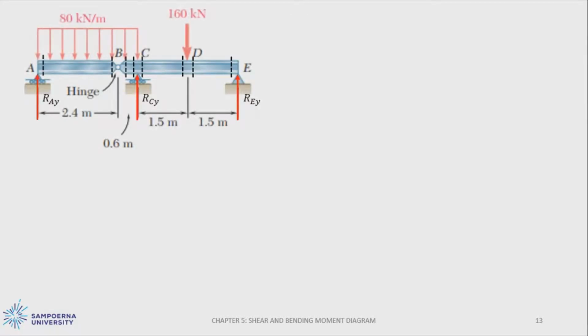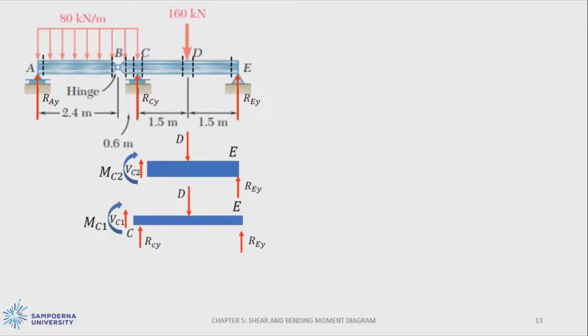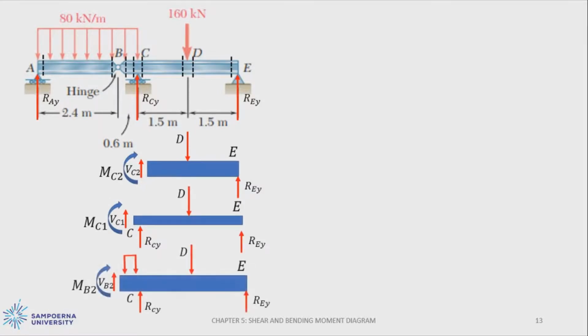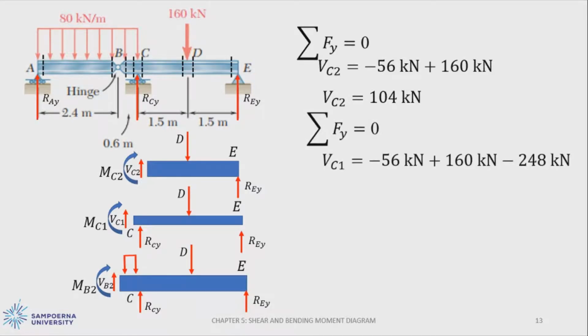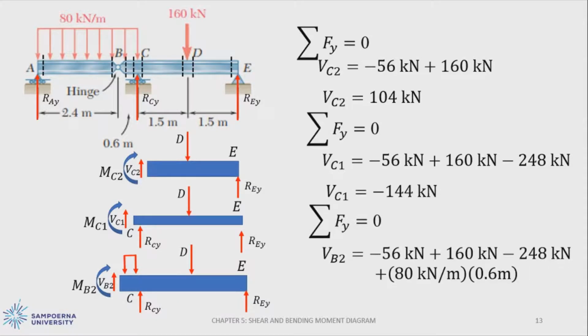Then we go to the sixth partition, where we need to find VC2, VC1, and VB2. The sixth, seventh, and eighth partition. For the sixth partition or VC2, we will obtain 104 kN, and then for VC1, we will obtain minus 144 kN. On the next partition, we will obtain minus 96 kN for VB2.